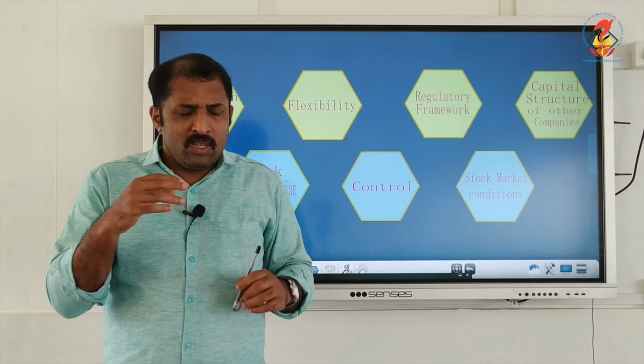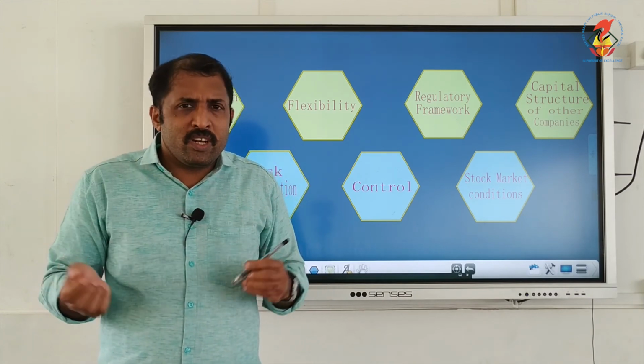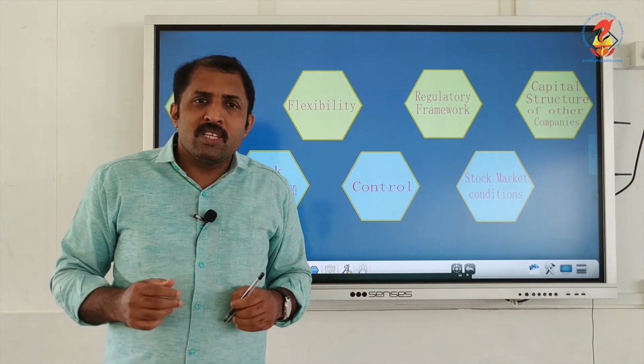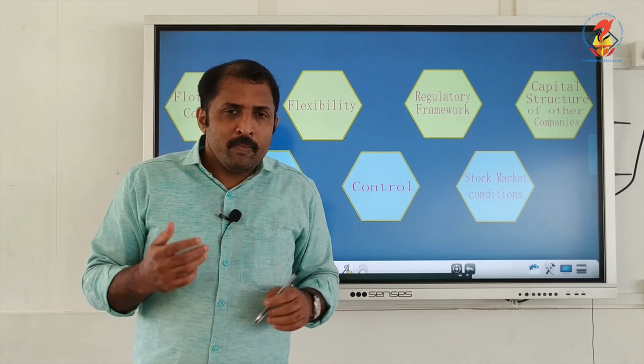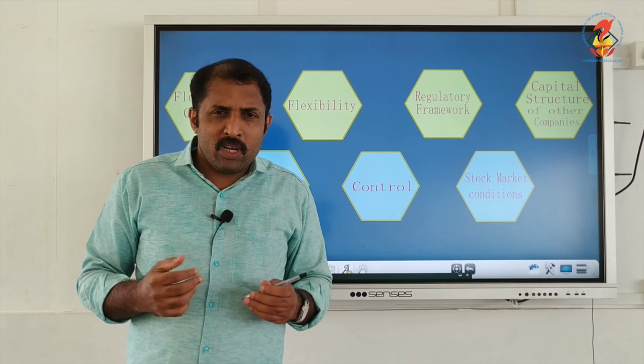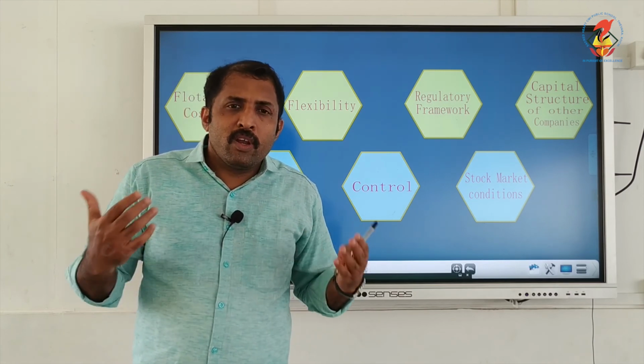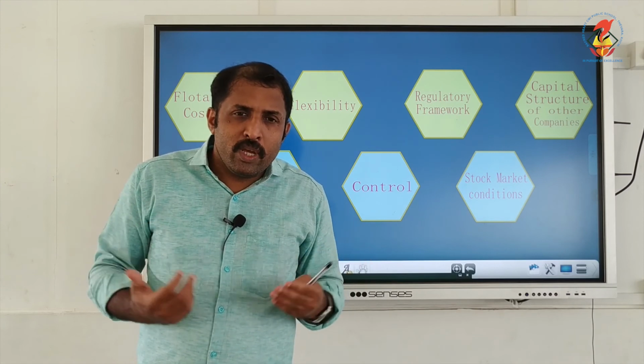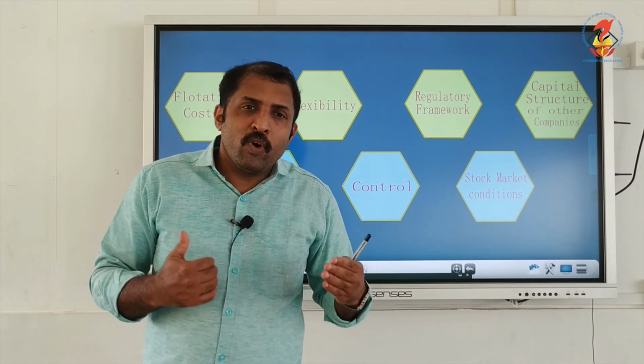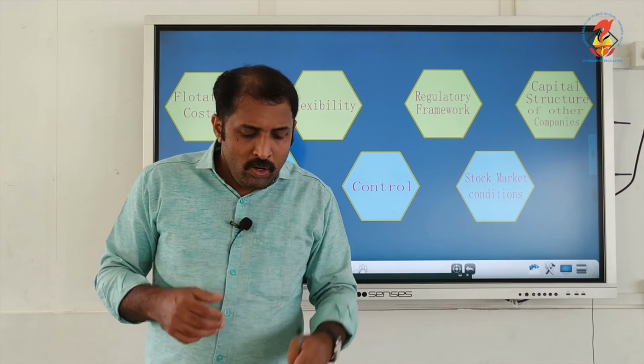There are certain regulatory frameworks which are much more tedious and more confusing. So according to the regulatory framework, according to our capacity to fulfill the rules and regulations, we may opt for different sources, debt or equity.